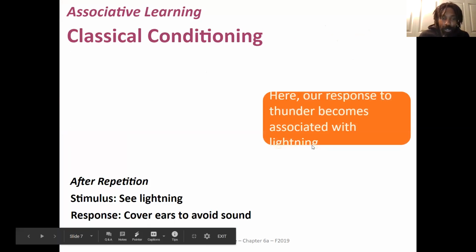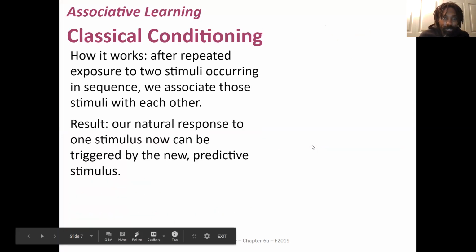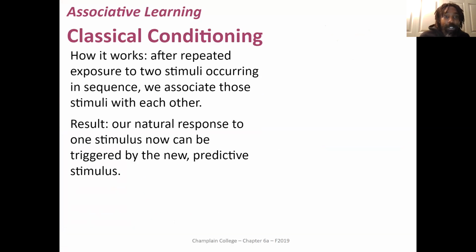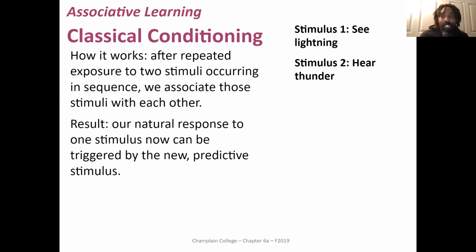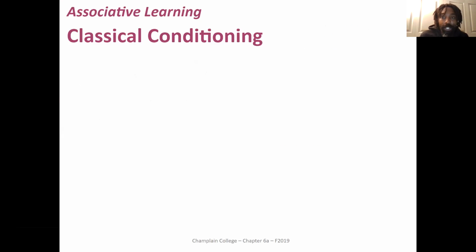Okay, let's just go back for a second here. How it works. After repeated exposure, classical conditioning, after repeated exposure to two stimuli occurring in sequence, we associate those stimuli with each other. The result, our natural response to one stimulus now can be triggered by the new predictive stimulus. Again, the example at the beginning of the chapter perfectly explains that. Stimulus 1, you see lightning. Stimulus 2, you hear thunder.